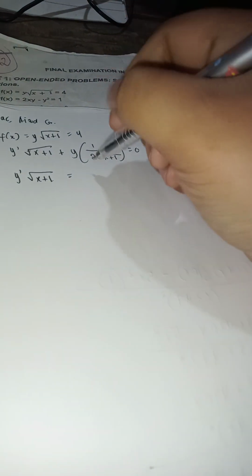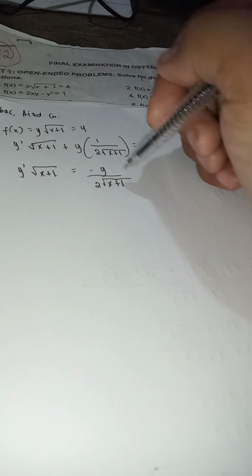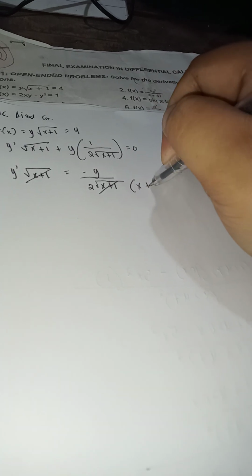So next we are going to solve for y prime. So y prime square root of x plus 1 is equal to negative y over 2 square root of x plus 1. Since there is a common factor between the two, the square root of x plus 1, they cancel out. The remaining is x plus 1. So our final answer for y prime is equal to negative y over 2 times x plus 1.